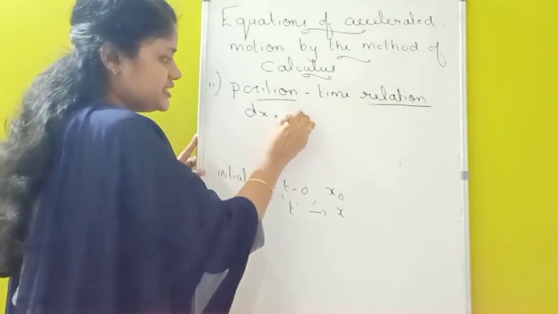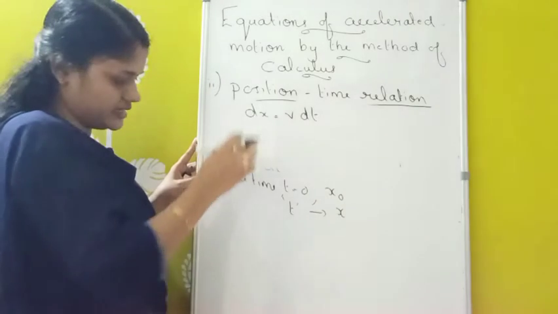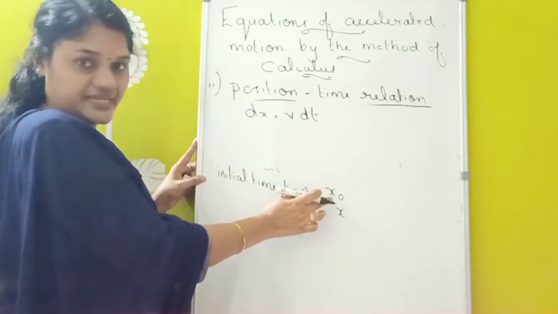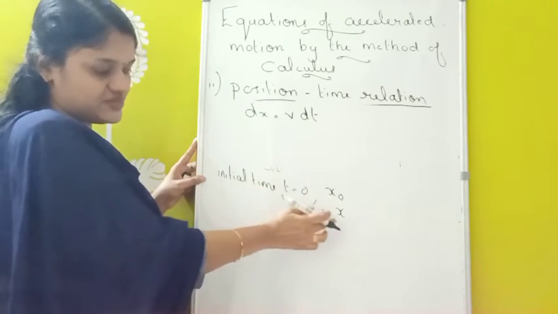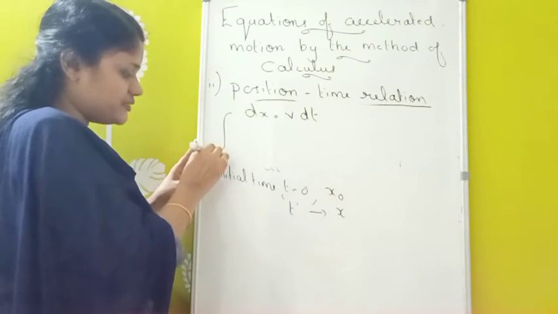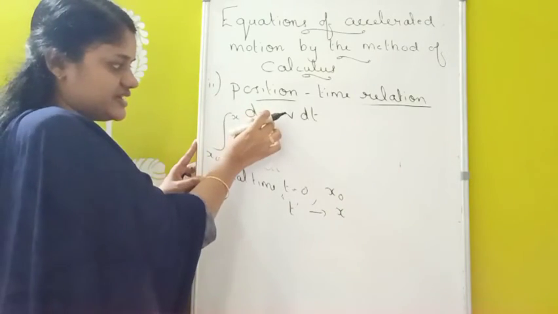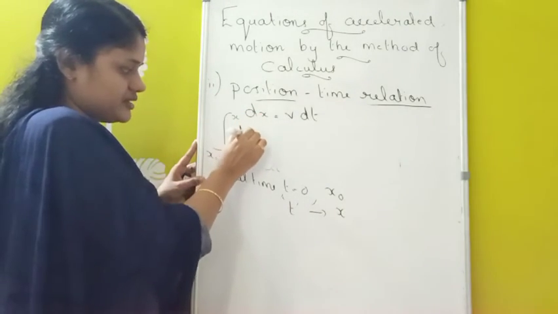dx equals v dt. So this one we have to integrate. Here we have displacement. Initially what is the displacement? x0. And after a time t, what is the displacement? x. So we have to integrate from where to where? From x0 to x. What is the variable here? dx.